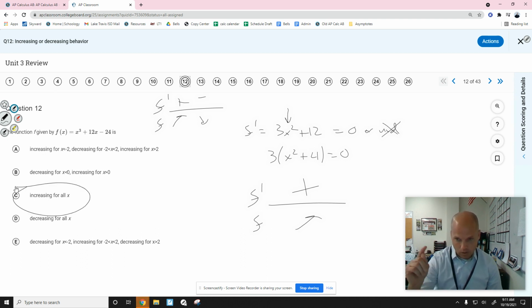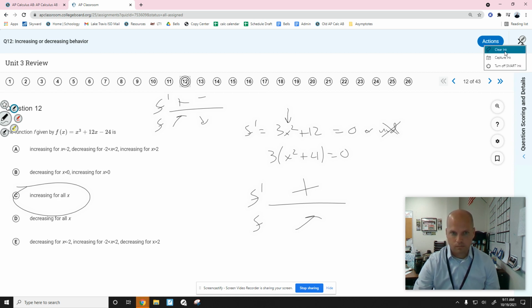C. Good question. Making sure you understand when you can't solve. Sometimes you can't factor. Sometimes you can't solve. Sometimes your signs are the same. Always.